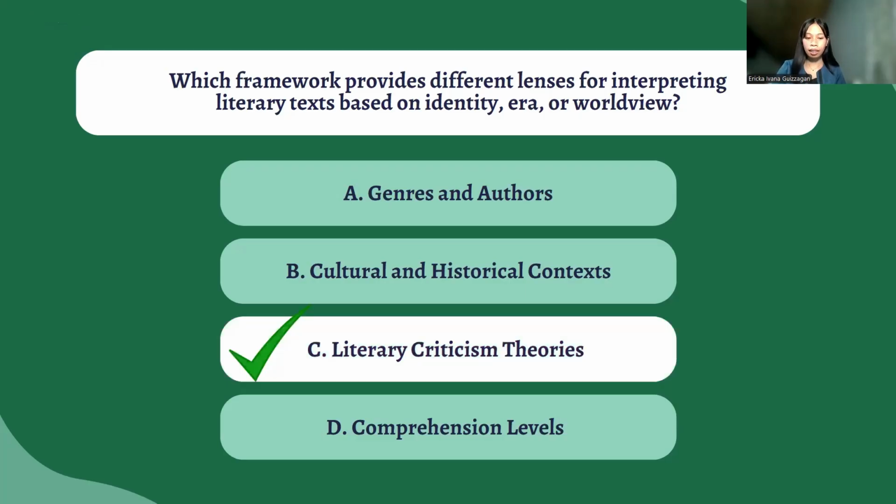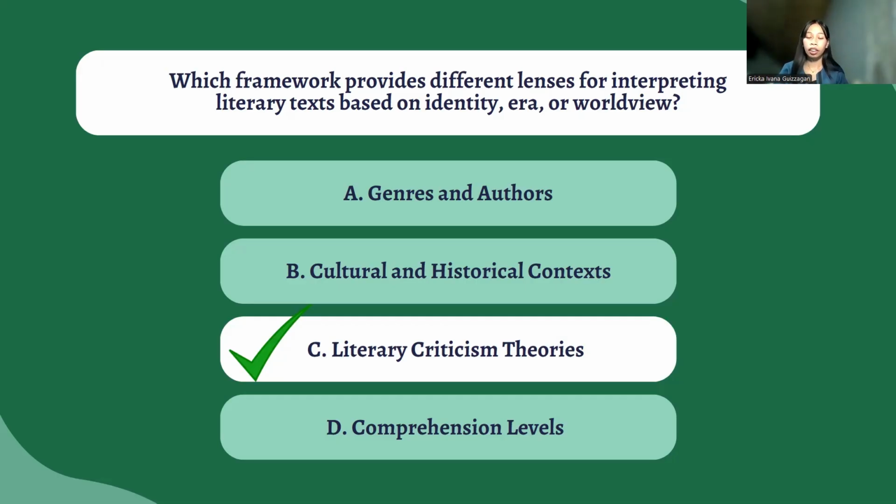It's letter C. So why letter C? Because literary criticism theories offer distinct ways of analyzing and interpreting text based on perspectives like feminism, Marxism, psychoanalysis, and formalism. These lenses consider the author's identity, era, and social context. That makes letter C the correct choice.